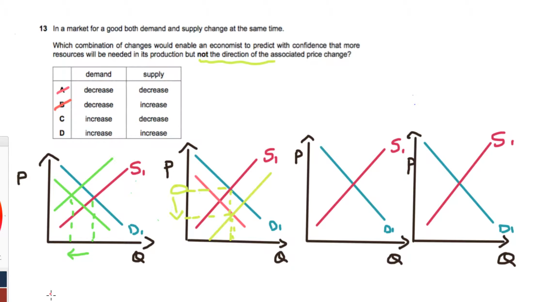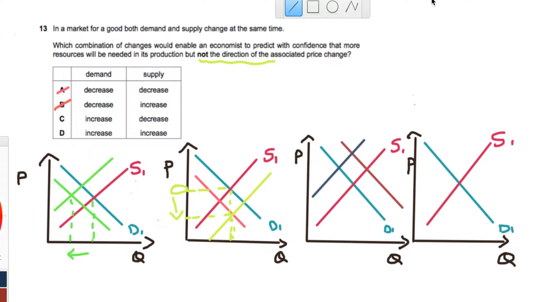Let's look at option C now. In option C, the demand is increasing and the supply is decreasing. So let's do this. The demand curve increases, which means that the demand curve now shifts rightwards, and the supply curve is decreasing, which means that the supply would go leftwards, which is marked like this.